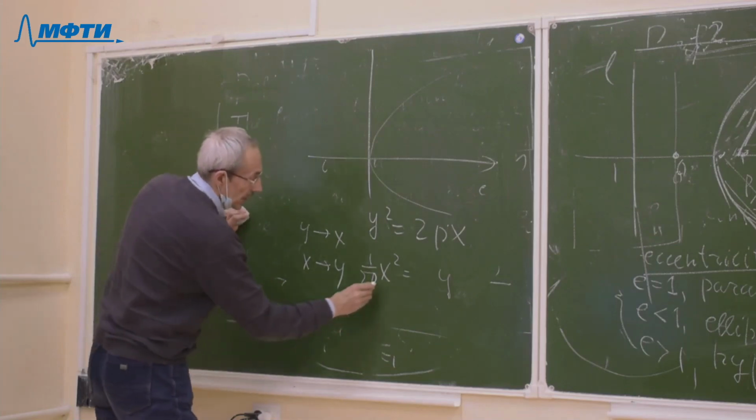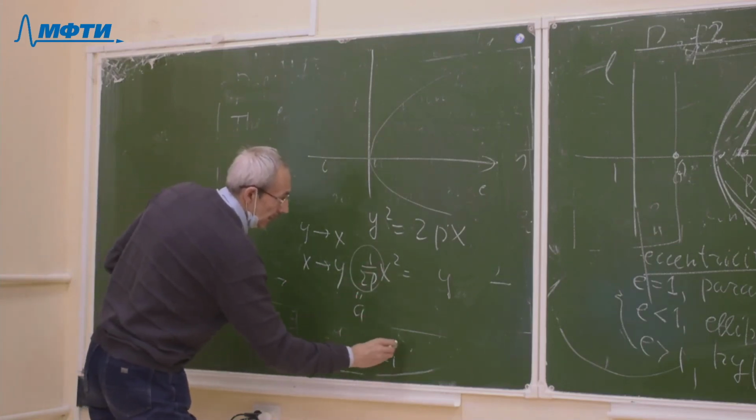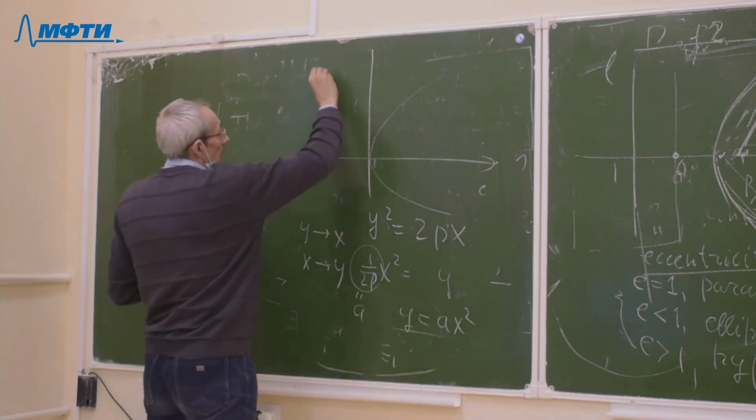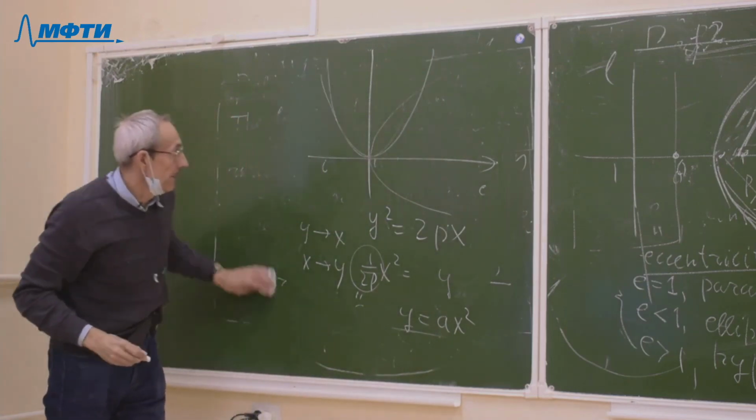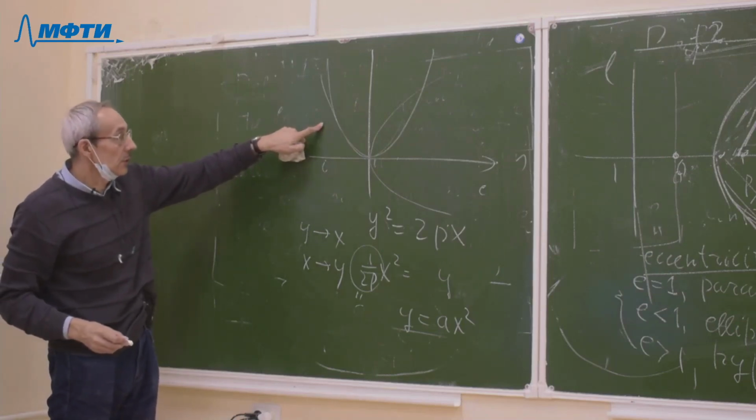If we denote the ratio 1 over 2p by a, we obtain the usual parabola.